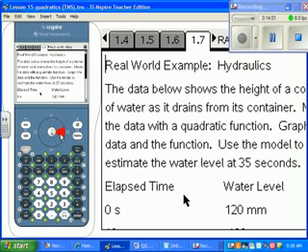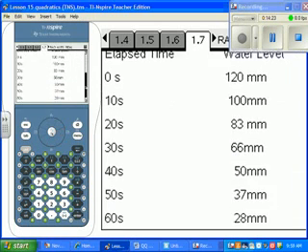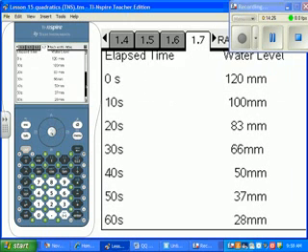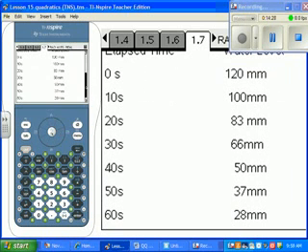Okay, next page. We're going to talk about a real-world application. Hydraulics. The data below shows the height of a column of water as it drains from its container. Model the data with a quadratic function. Graph the data and the function. Use the model to estimate the water level at 35 seconds. And then we're given a big chart of data, right?